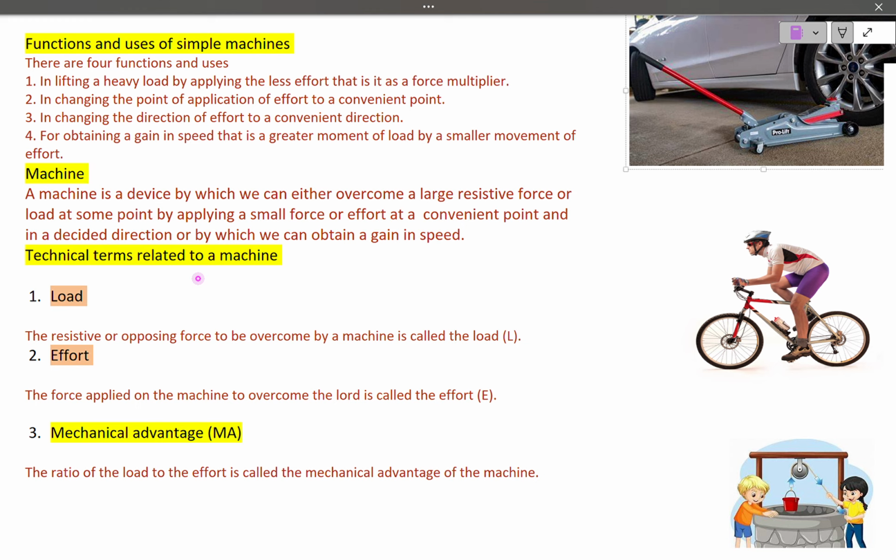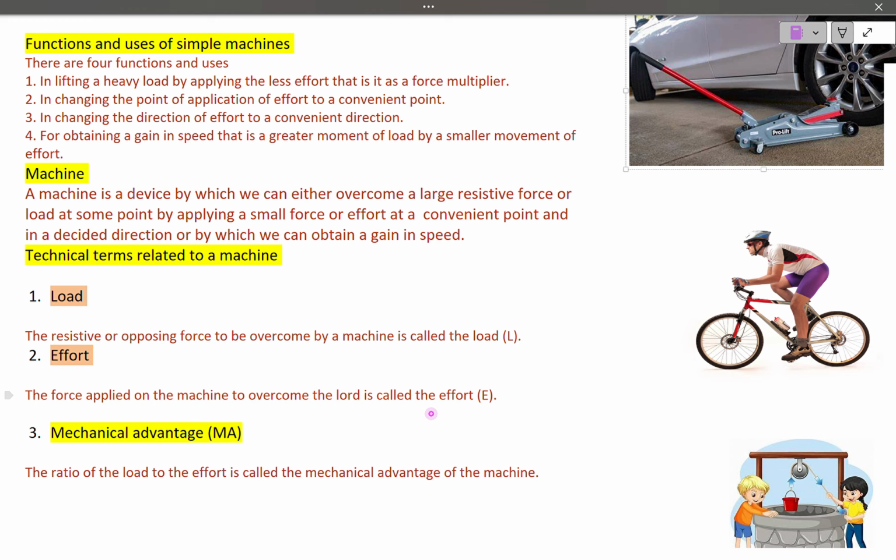Next, technical terms related to a machine. The first one is load. Load is also called resistive or opposing force. So load means the resistive or opposing force to overcome by a machine. That is called a load, denoted by capital L. The next one is effort. Effort means the force we apply on the machine. The force applied on the machine to overcome the load is called effort, E.